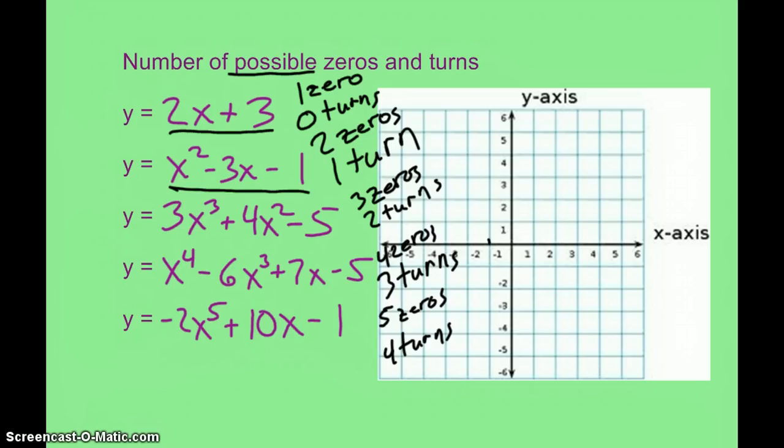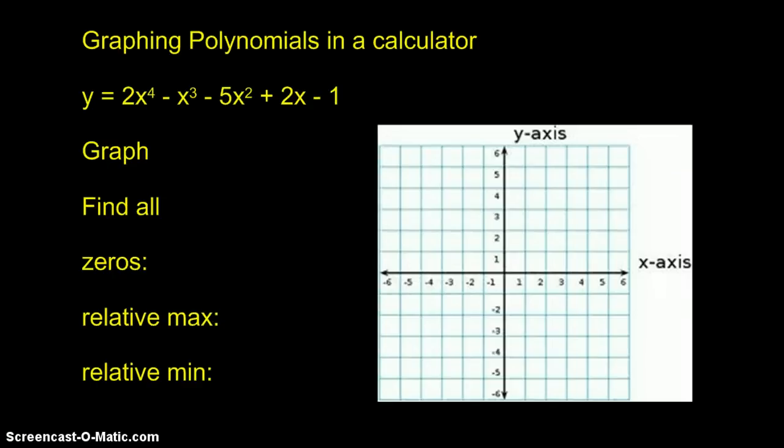All right. So what we're connecting here is that our exponent, our degree, tells us the number of zeros and turns a graph can have. If the degree is 2, we can have 2 zeros and 1 turn. The number of zeros is always the same as the degree. The number of turns is always 1 less. So a quintic function, we said, could have 5 zeros and 4 turns. Those first two parts took some time to talk about, but they're not going to take you very long to actually do the work on.